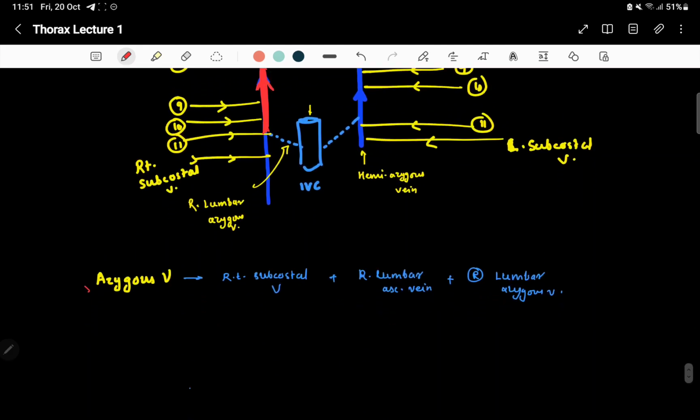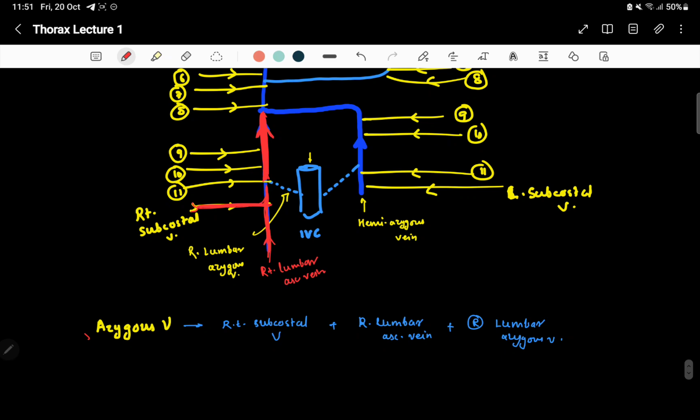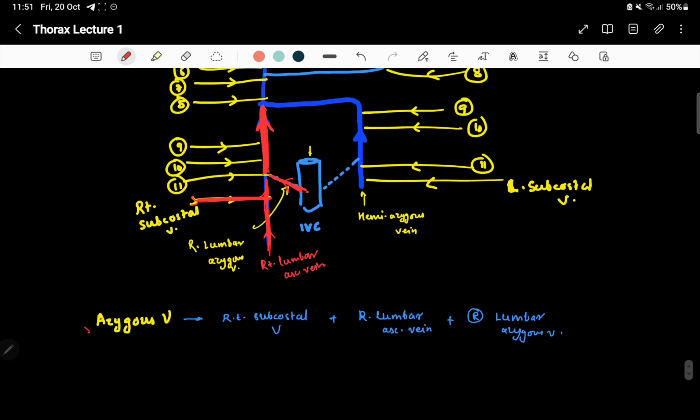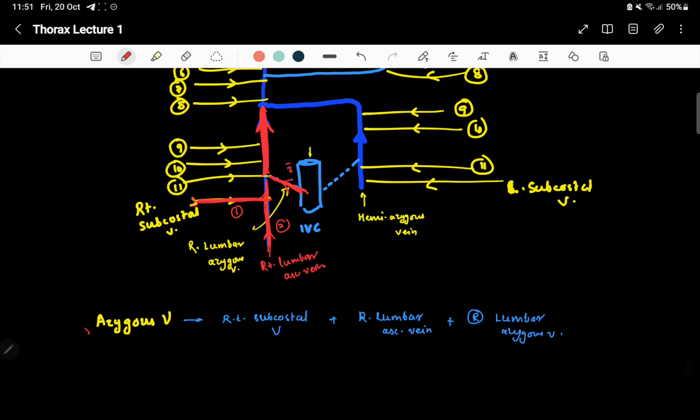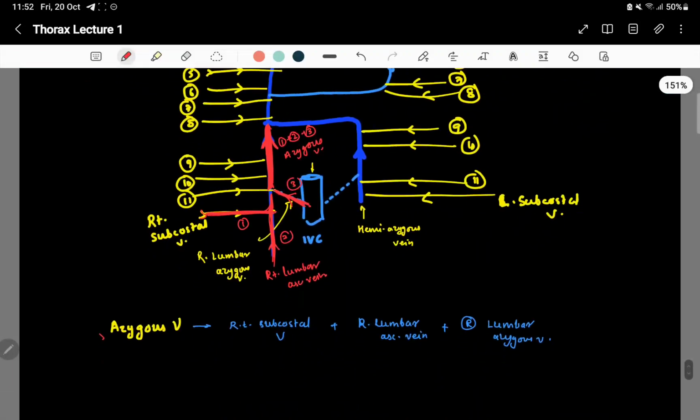Understood? So this is made by your right subcostal vein here. The right subcostal vein is contributing to the azygous vein. This is your right lumbar ascending vein. Okay, this is contributing to the azygous vein, and here is a right lumbar azygous vein, which is also contributing to the azygous vein. So 1, 2 and 3, these contribute to the azygous vein. Understood? So this is your azygous vein.